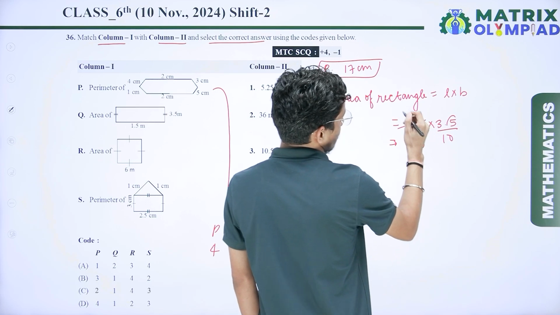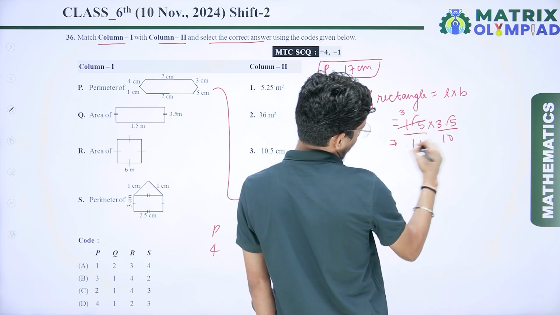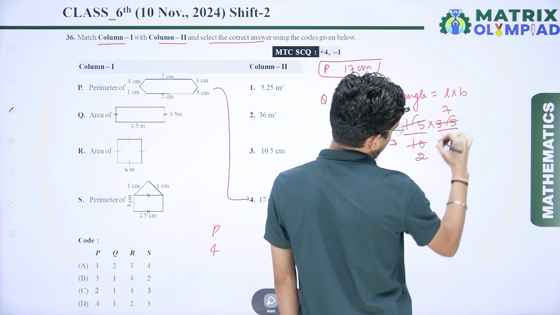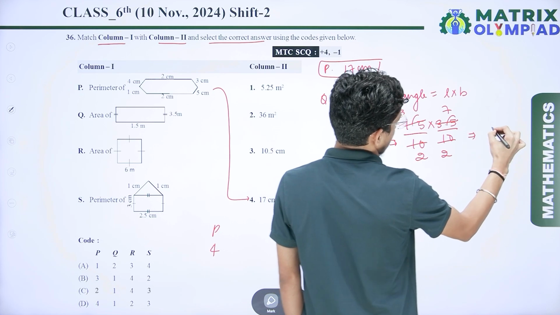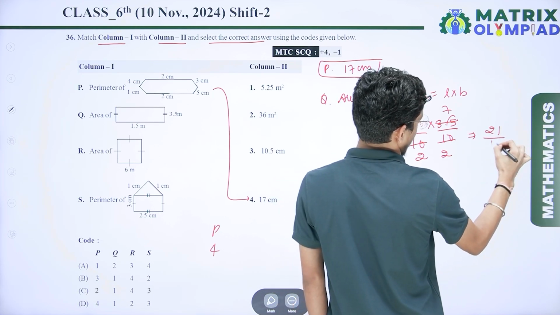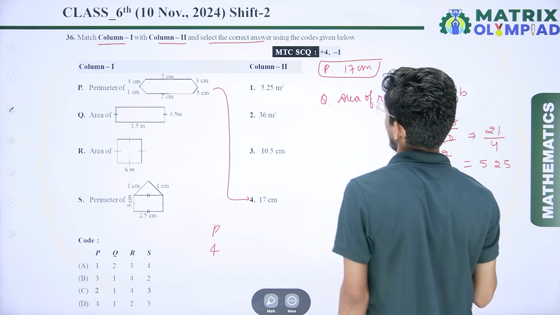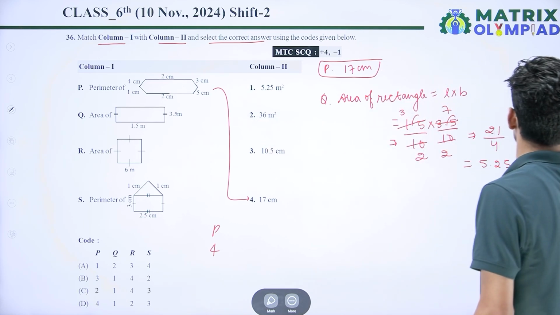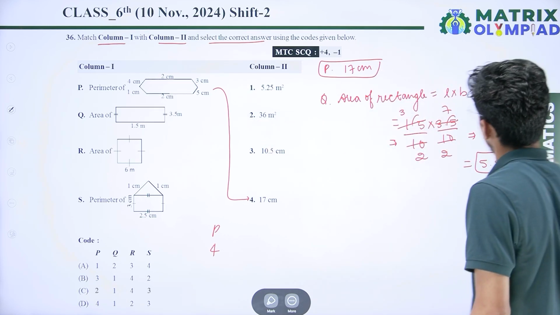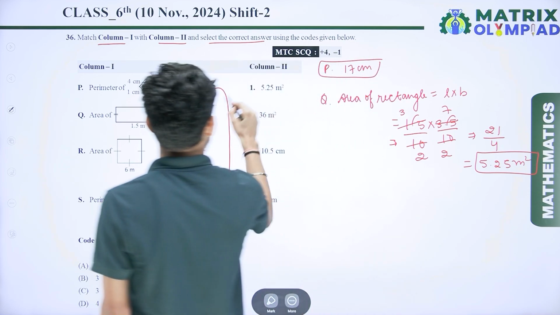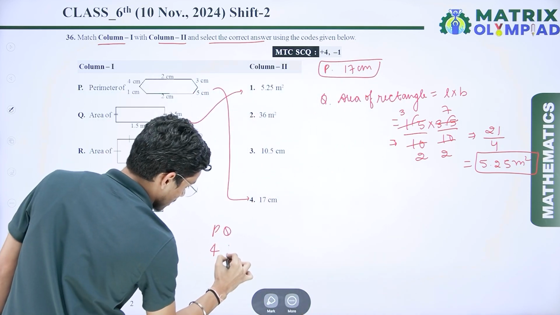So 5 ones are 5, 5 twos are 10, 5 threes are 15, 5 twos are 10, 5 twos are 10. So here I get the answer 21 upon 4. So 5 fours are 20, 5 twos are 10, and 5.25 meter square. Where is 5.25 meter square? It means Q is connected to 1. So I write here Q is connected to 1.